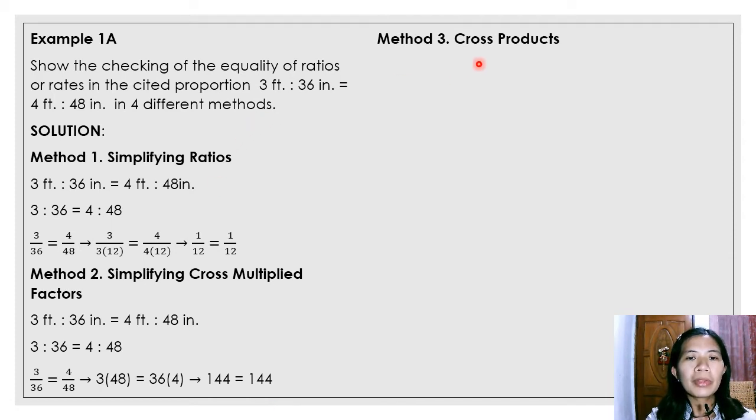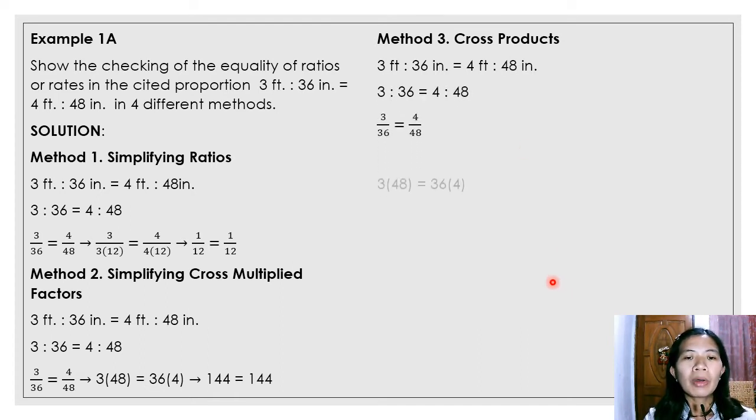Next, method 3, cross product. Again, we have the same given. All we have to do is cross-multiply. So 3 times 48 is 144, equal to 36 times 4, which equals 144.